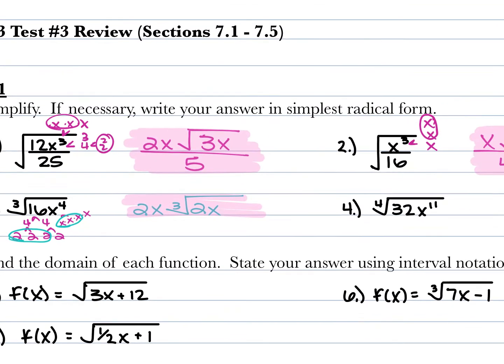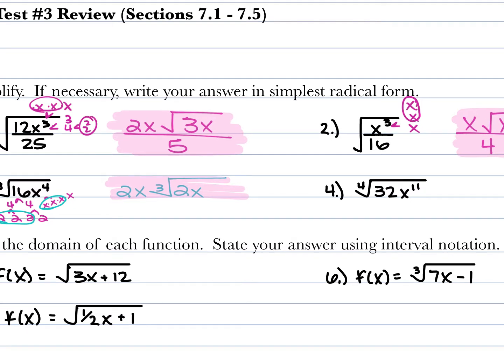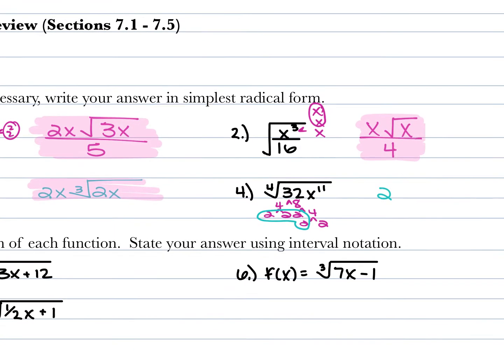For number 4, you have the 4th root of 32x to the 11th power. So this 32 is 4 times 8. 4 is 2 times 2. 8 is 2 times 4. 4 is 2 times 2. You're looking for groups of 4. You have 4 2's, so you're going to pull 1 out. 1's going to stay under.